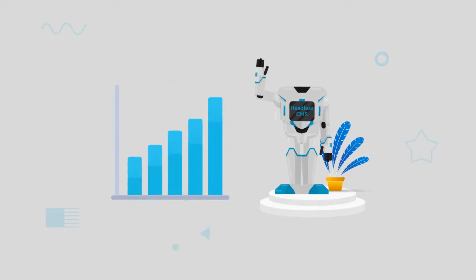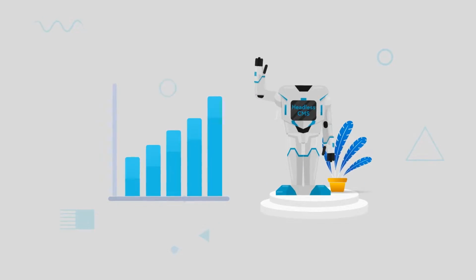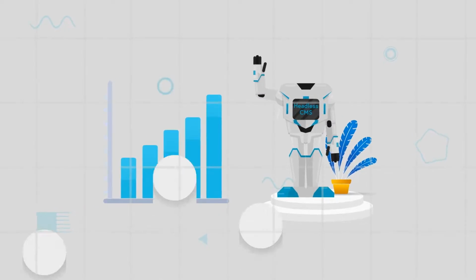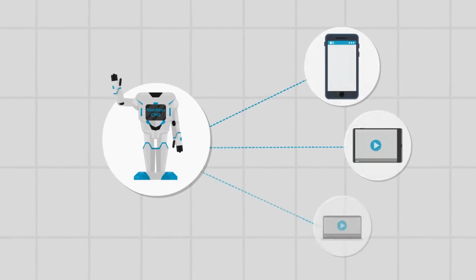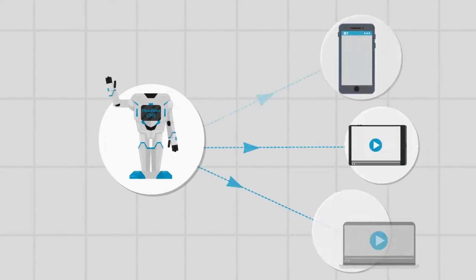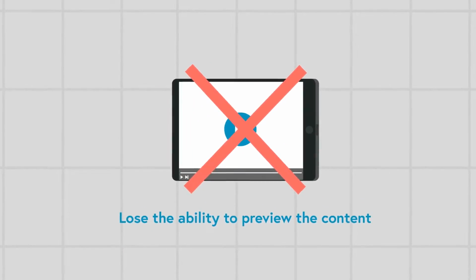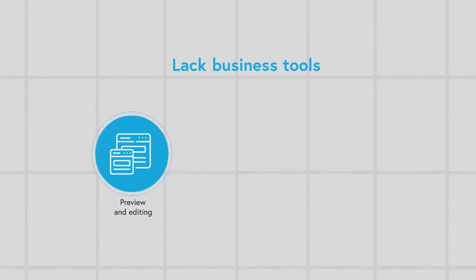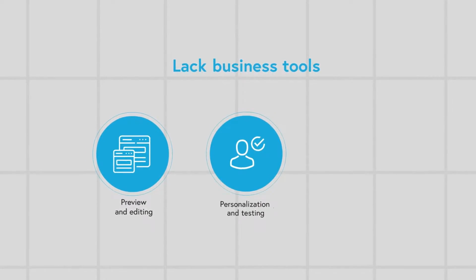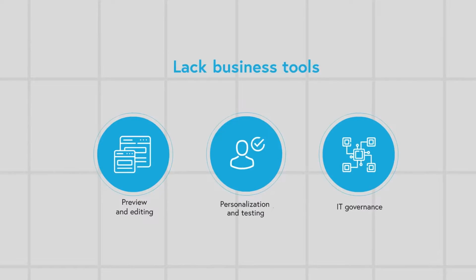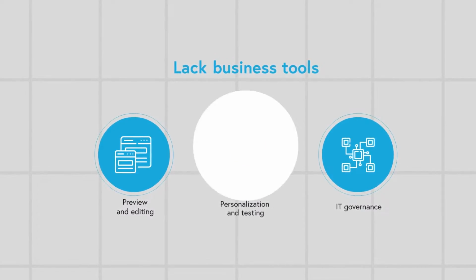But most headless CMS solutions have significant limitations in a number of areas. For example, a headless CMS is a great way to send content to different digital channels, but you lose the ability to preview the content before it goes live. Overall, they lack business user tooling for WYSIWYG preview and inline editing, personalization and testing, and the proper frameworks to provide solid IT governance and control.